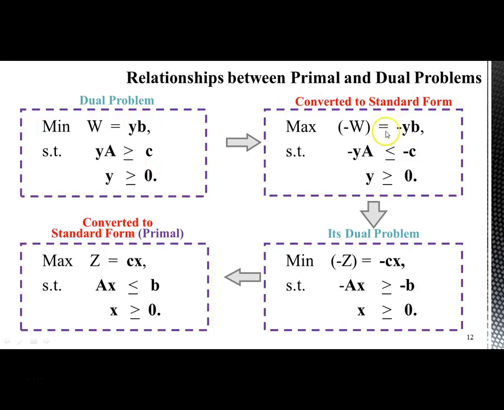So we convert it to the standard form. That means minimize, we make it maximize by taking the negative sign on both sides, and the same thing for the constraints too. Then basically we can make a dual of this part, a minimization of minus z equals minus cx, and so on and so forth. Then if we make it a maximization problem or convert to the standard form, it will be maximize z equal to cx. So you can see that the dual of the dual is basically nothing but the primal problem.